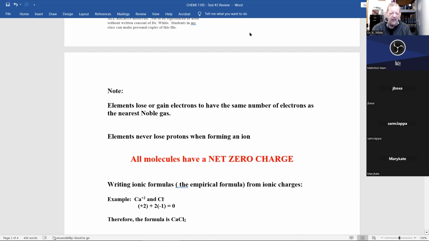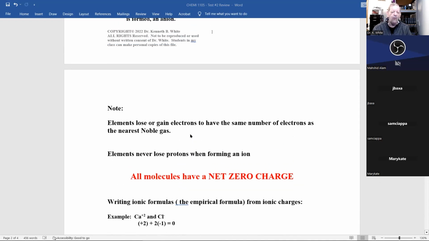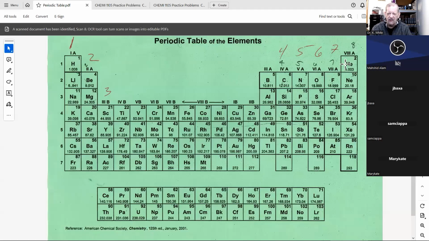So let's do a quick example. What ion does oxygen form? Well, how do you do that? You have to look at oxygen. Oxygen has 8 electrons and 8 protons. Remember, the atomic number in the upper corner gives you the number of electrons and protons.